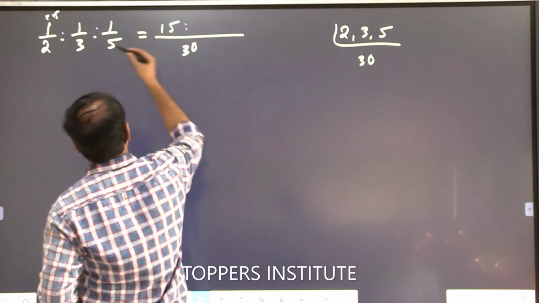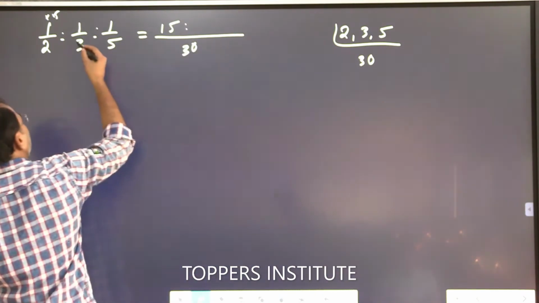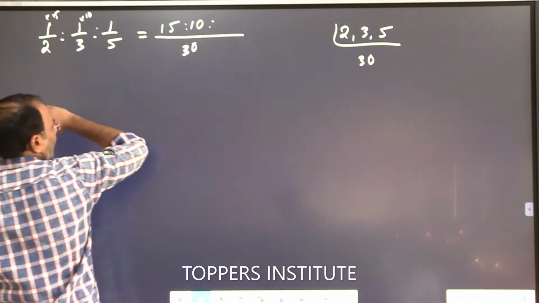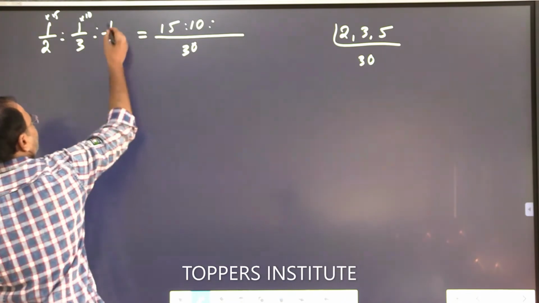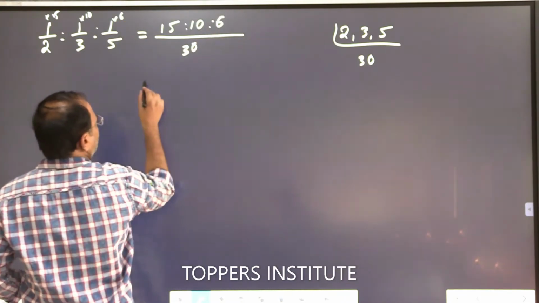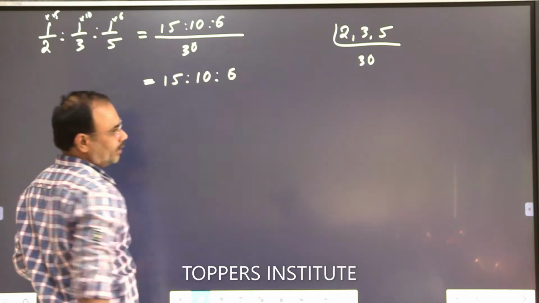సో నెక్స్ట్ సేమ్ యాజ్ 30ని 3తో డివైడ్ చేయాలి. 30/3 10, 10 into 1 10. నెక్స్ట్ 30/5, 6, 6 into 1 6. సో ఈ 30 పక్కకు పెట్టేయచ్చు. సో ఆన్సర్ ఈజ్ 15:10:6.